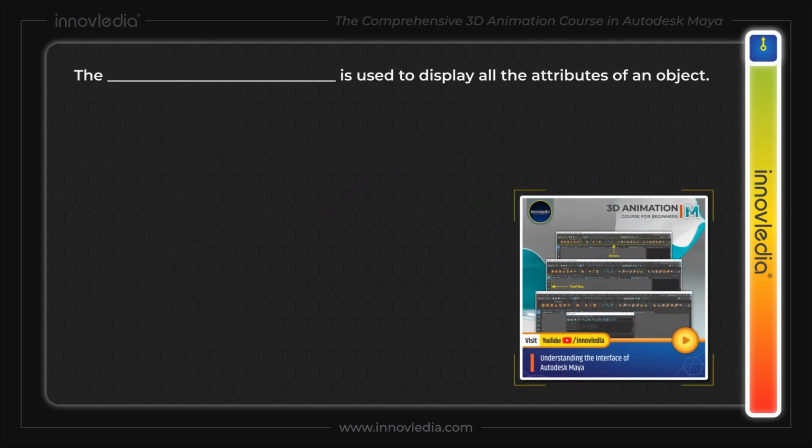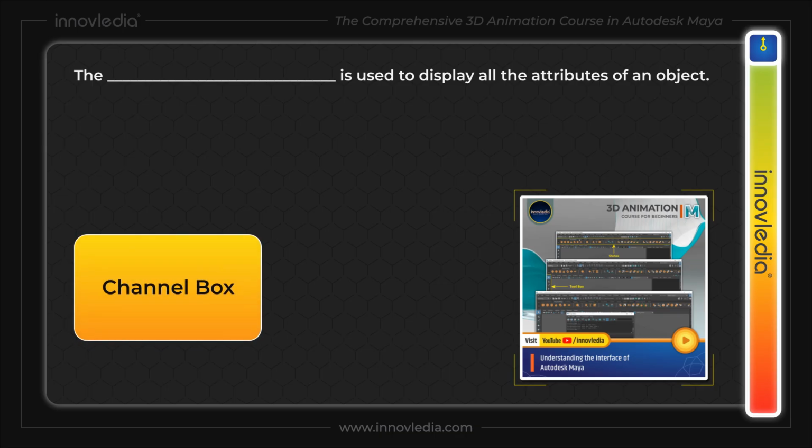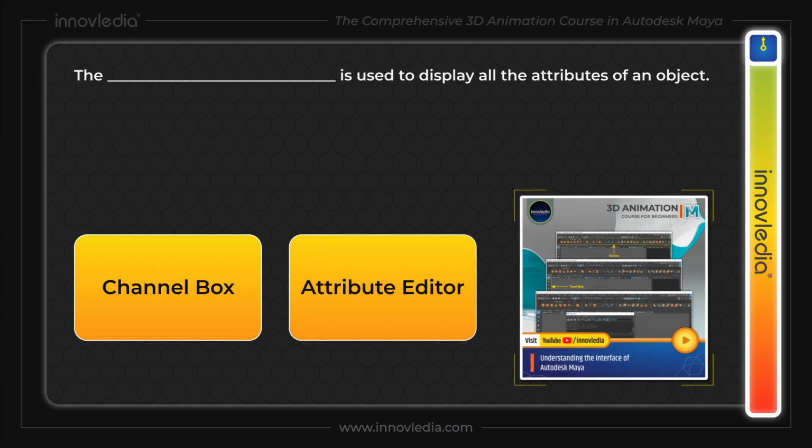The blank is used to display all the attributes of an object. The options are channel box, attribute editor. Your time starts now. And the correct answer is attribute editor.